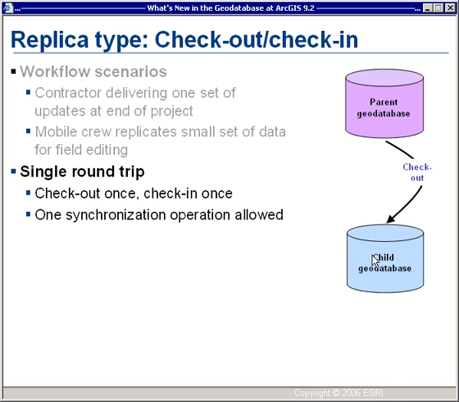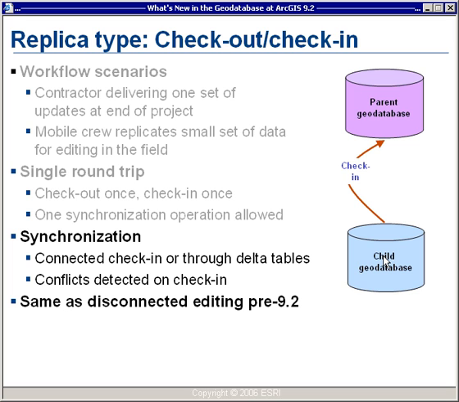Once you've checked out that data, you can edit it within that child geodatabase, and then at the correct time, synchronize those changes. That's also called check-in. The conflicts will be detected upon the check-in. This type of replica only supports one synchronization process. Once the changes from the child have been checked into the parent, that child geodatabase can no longer be used to check in further changes.